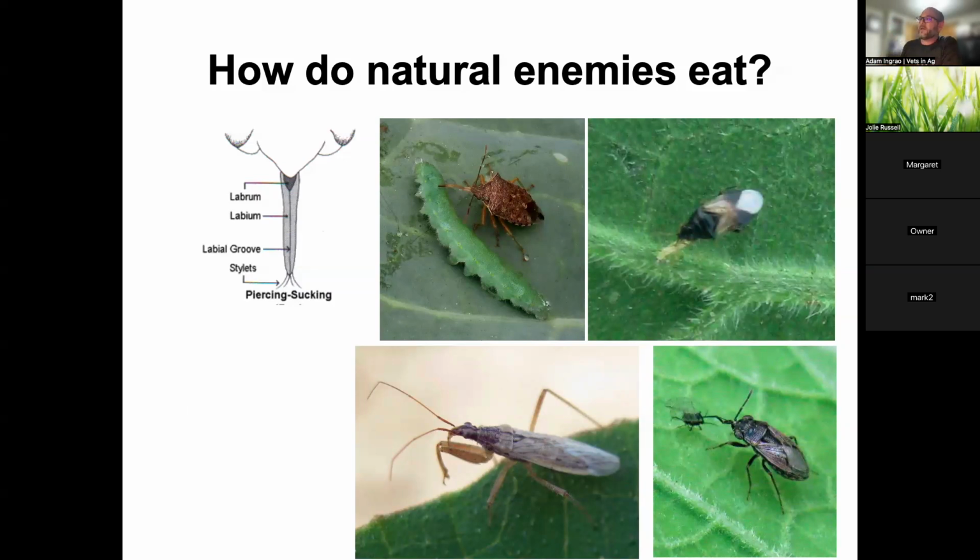And this would be things like our spine soldier bug up here at the top. This is a minute pirate bug here. We've got our damsel bugs and then our big-eyed bugs as well, which all use piercing sucking mouth parts to basically penetrate into an organism and then suck the insides out. Another strategy for killing things.